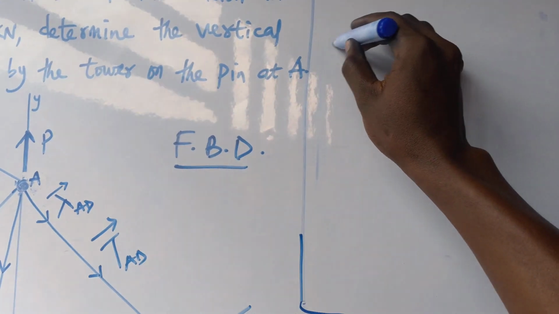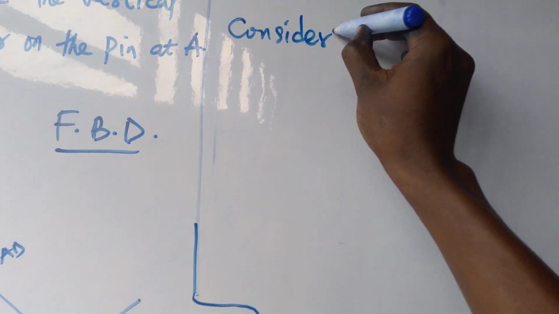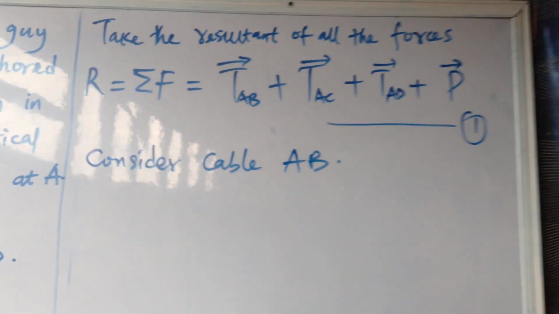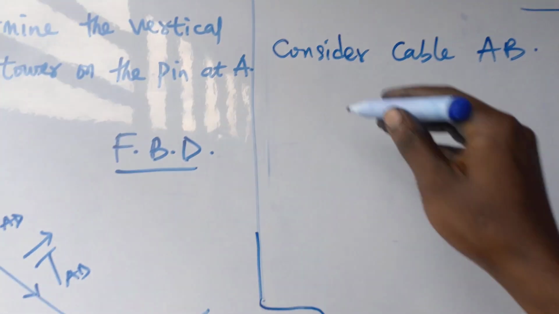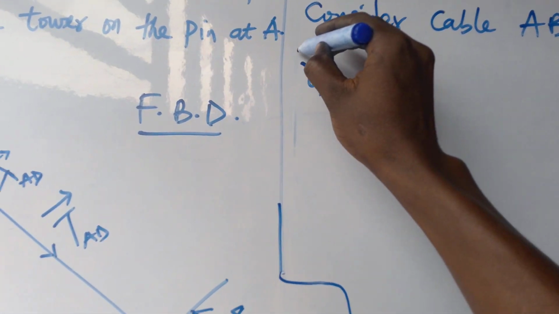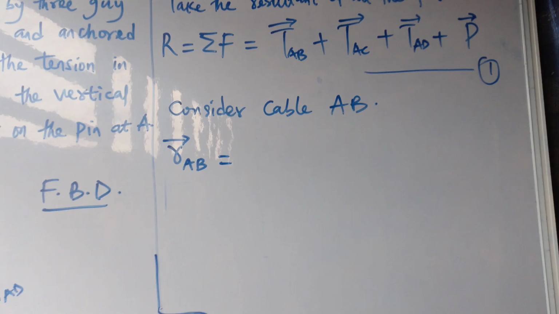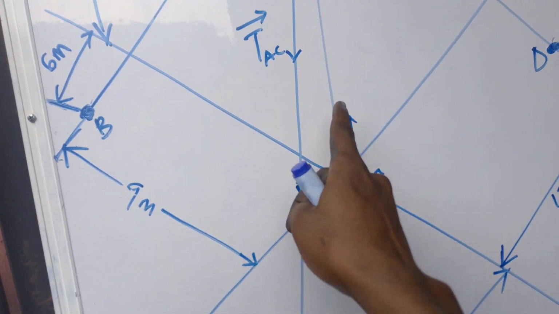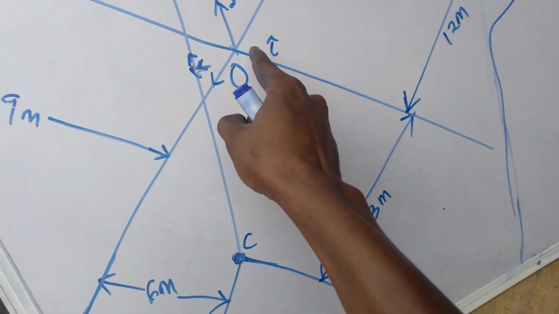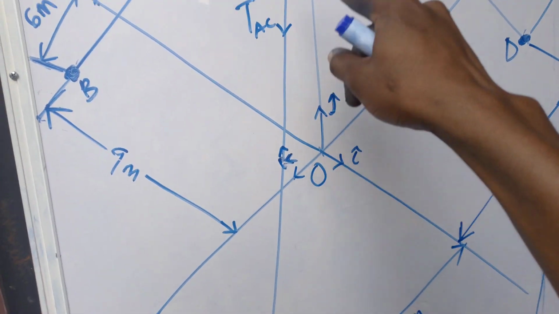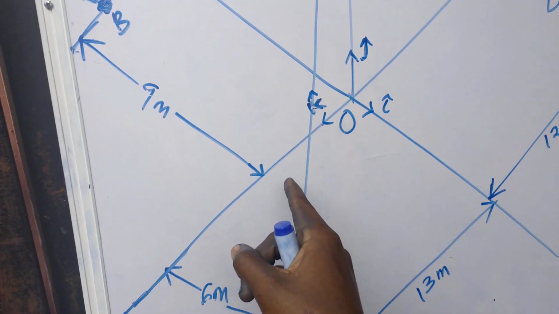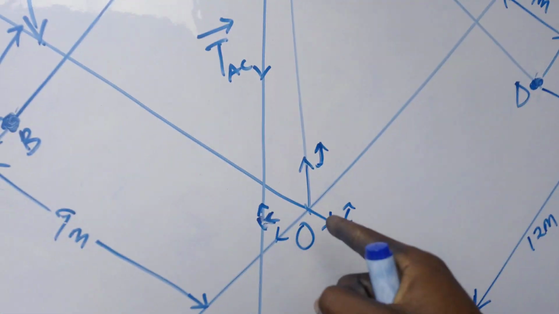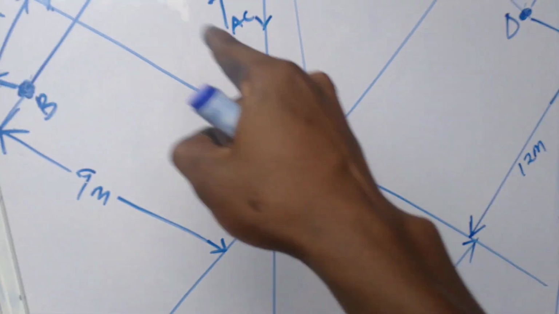Then I'll consider cable AB. Look for the position vector AB, RAB. Observe the coordinates I, J, K. If you are going like this, it's positive I. If you are going up, it's positive J. If you are coming this way, it's positive K. If you are going opposite, it's negative K. If you are coming down, negative J. If you are going like this, it's negative I.